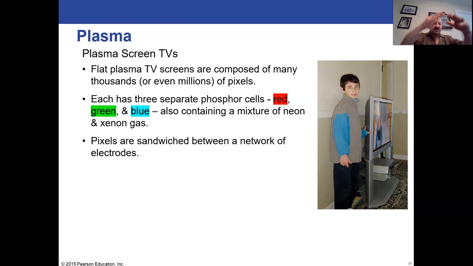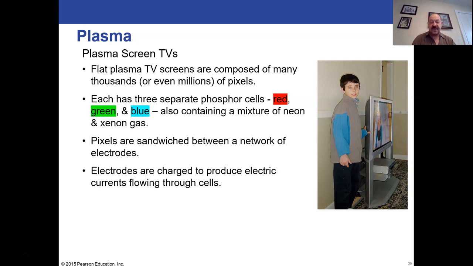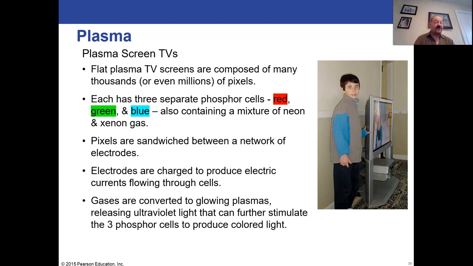Think about it, this TV has over 1 million boxes, and each box has 3 phosphor boxes in it, and each of these is connected up with electrodes. It's an enormous piece of technology when you think about it. And when electrodes charge different areas, different pixels, the current will start flowing through, and the gases are converted to plasma that are floating in the neon and xenon gases.